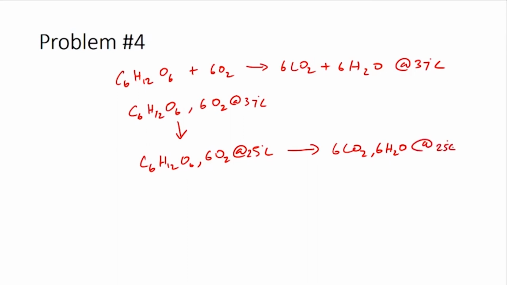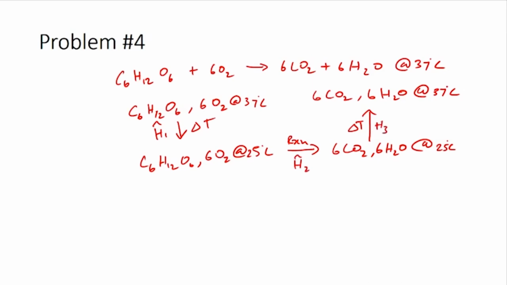degrees Celsius, and from here it is being heated to form the products at 37 degrees Celsius. So, now the first step is only temperature changing, the second step is the reaction, the third step is again only temperature changing. So, we can calculate the change in enthalpy for the first step, let us call that H1 cap, and this would be H2 cap and this would be H3 cap.